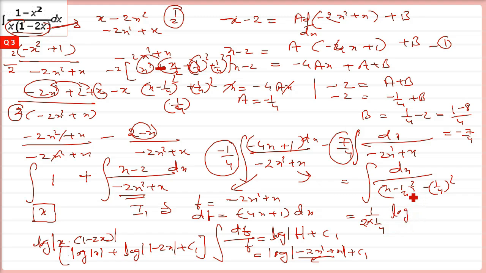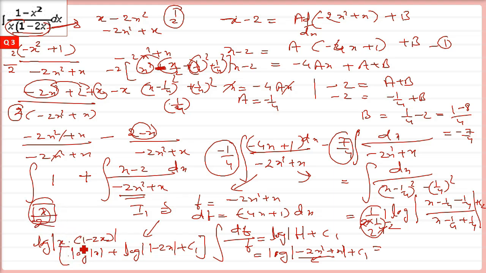So 1 by 2a log x minus 1 by 4 minus 1 by 4, and in the denominator you have x minus 1 by 4 plus 1 by 4. So in the denominator 1 by 4 and negative 1 by 4 get cancelled, so only x will be in the denominator. In the front, you have 2 here, you can just cancel it out. Don't forget about this negative 7 by 4 and all those numbers, okay? So the first term is x, the second term is log modulus x plus log modulus 1 minus 2x plus c1. So 1 by 2 is already there. 1 by 2 comes here also.